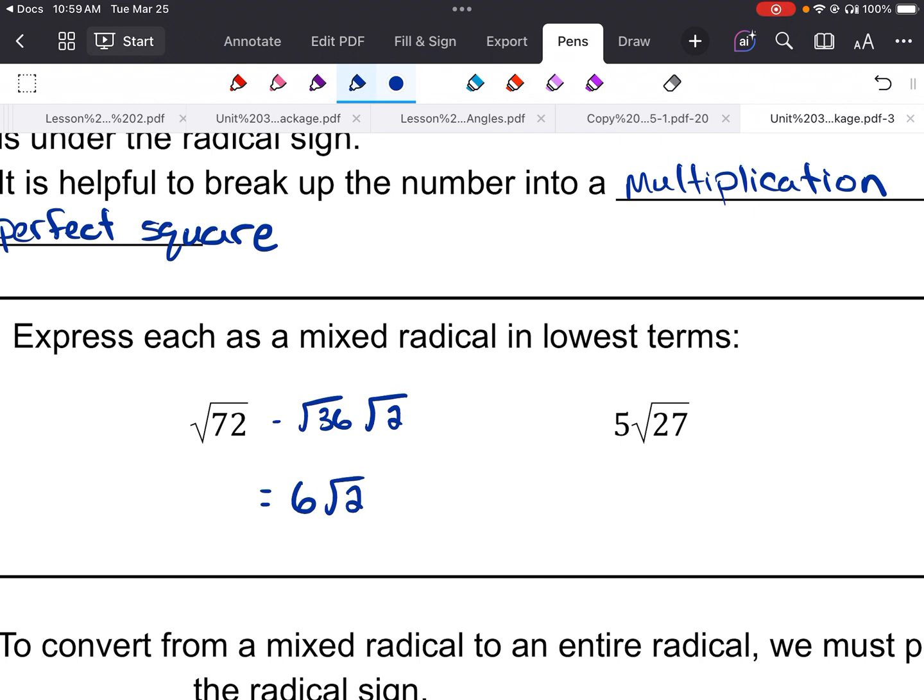Okay, if our number has more than one factor that can be square rooted, we want to go with the largest one. So we could have divided 72 by 4 and done 4 and 18, which would then be 2 root 18, but that 18 can then be broken up into other things. So just to save ourselves some steps, let's use our multiplication and division knowledge and go with the largest factor that can be square rooted.